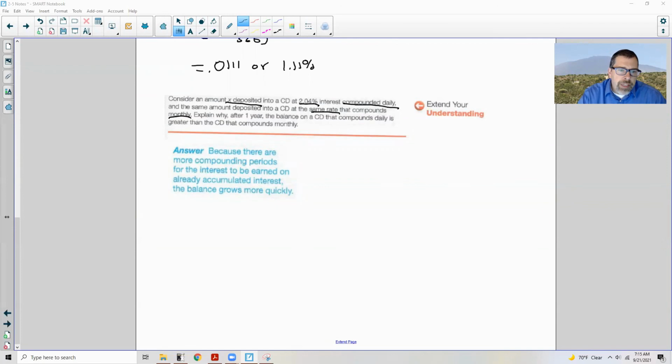Okay, so it says, because there are more compounding periods for the interest to be earned on already accumulated interest, the balance grows more quickly on the daily compound than it would at the monthly rate. Okay. And that's the end of lesson 2.2.